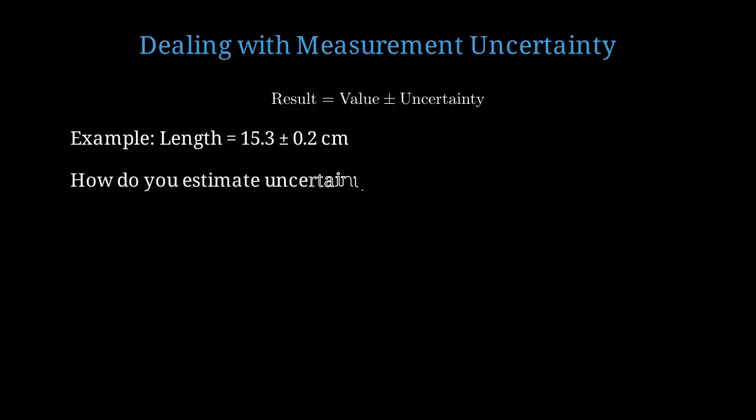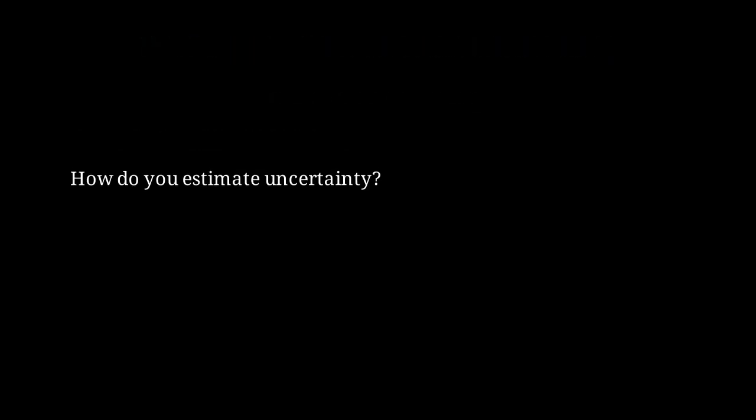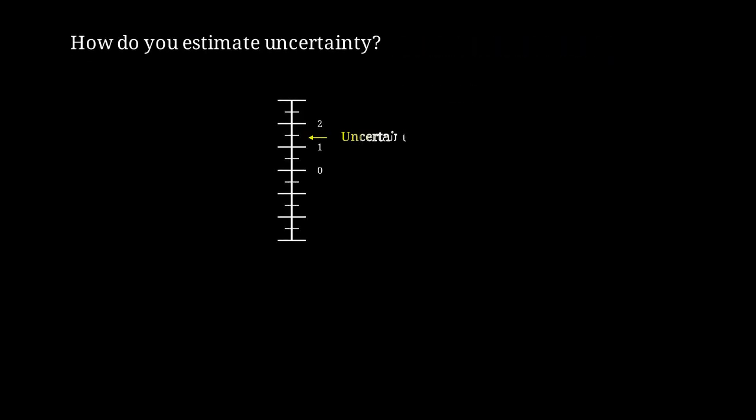How do you estimate uncertainty? Generally, it's about half the smallest division on your measuring instrument. If your ruler has millimeter divisions, you can estimate to the nearest half millimeter, so your uncertainty is about plus or minus 0.5 millimeters or 0.05 centimeters.